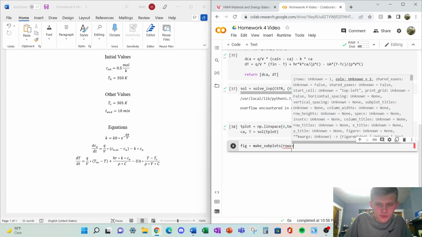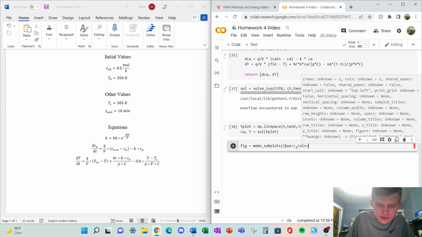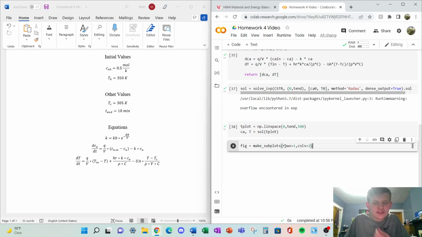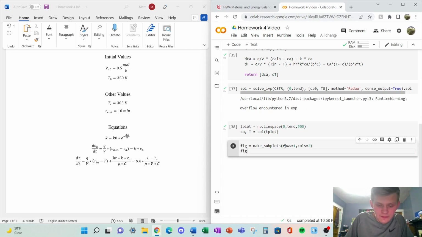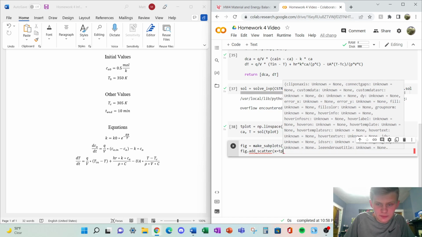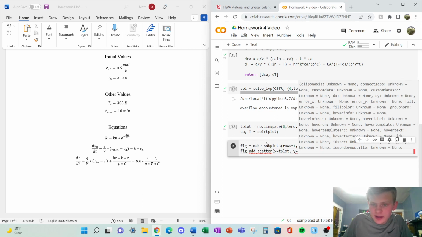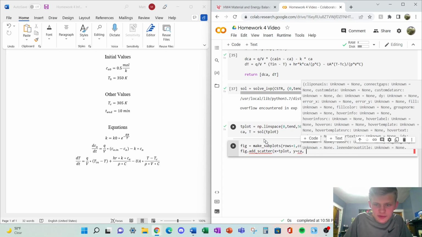We're going to have rows 1, which basically just means both of our graphs will be in one row, and then we need columns to be 2, which will make them side by side. So then we can make our plots themselves. It's going to be fig, add, scatter. Our x axis is going to be our tplot, and then our y axis is going to be our concentration to start first. So we set that to our concentration.